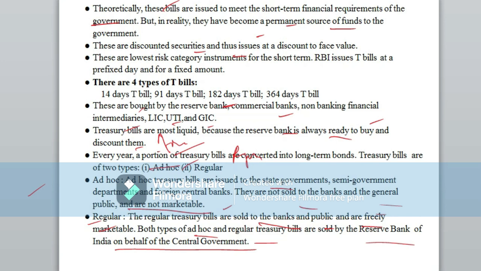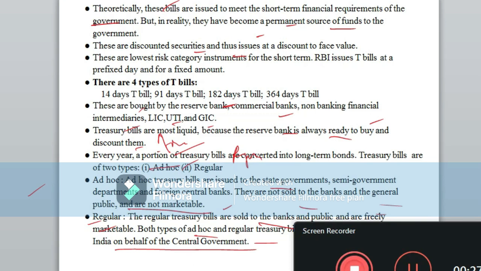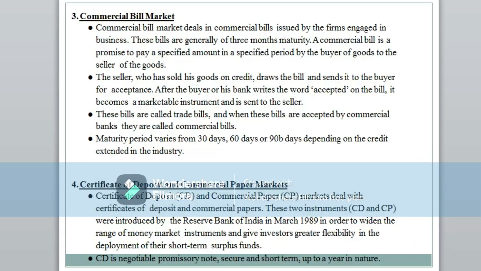Now next, the commercial bill market. What is this commercial bill market? The market dealing with commercial bills issued by firms engaged in business. The bills are generally of three months maturity.